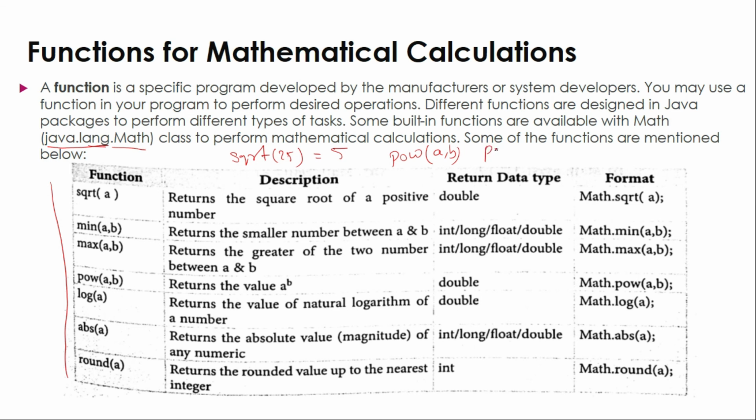Pow is the short form for power, pow(a, b). If we write it as pow(2, 2), then the first one is the base and the second one is the power. We can write it as 2 to the power 2, or 2 into 2, and 4 will be the answer. Log returns the natural logarithm of a number. Abs means absolute value. Round means it will round off. Apart from round, ceil is there, floor is there.